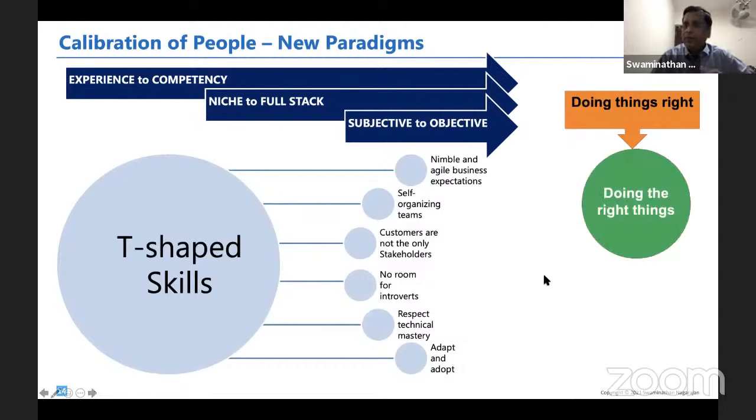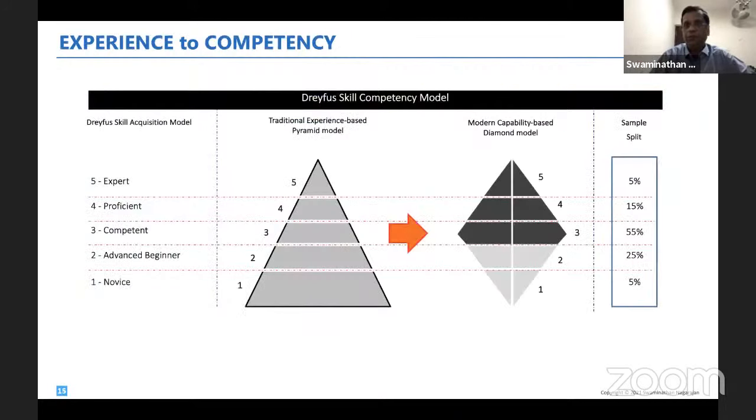This is a different way of looking at it, right? You may have been doing certain non-value-added activity earlier, but you were doing it right. But the whole activity itself comes under question: whether it is really required or not. Now you have to do the right thing. This is how the industry is changing, and this means a lot of implications for you.